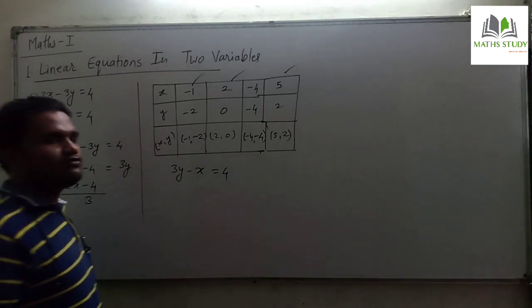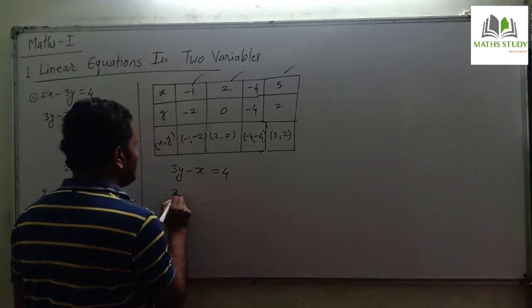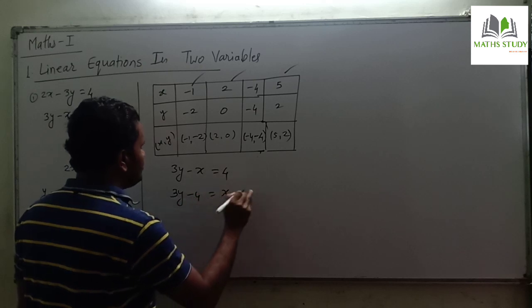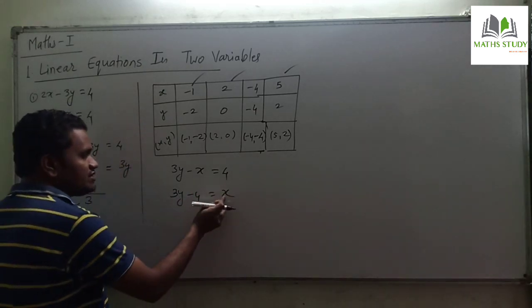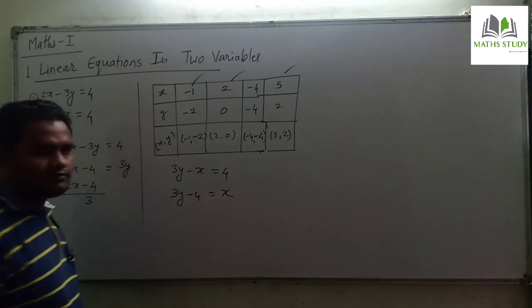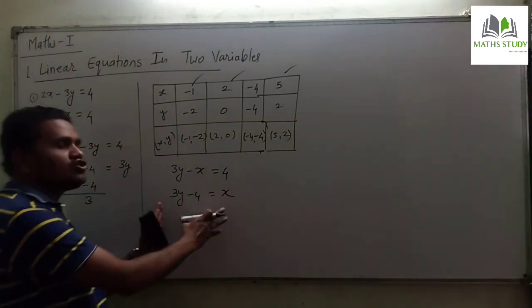3y minus x is equal to 4. Take 4 to this side. 3y minus 4 is equal to x. What have we done here? We have converted the equation into the form x is equal to something. Okay, so this is also a method.